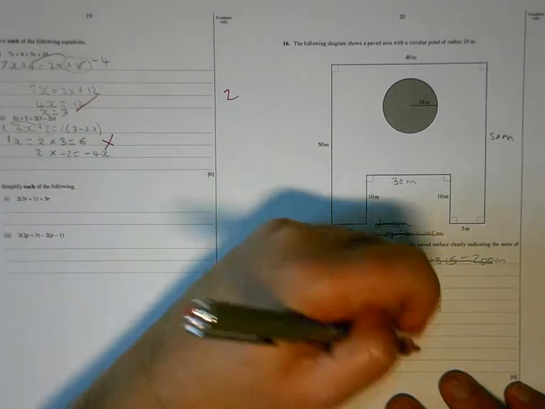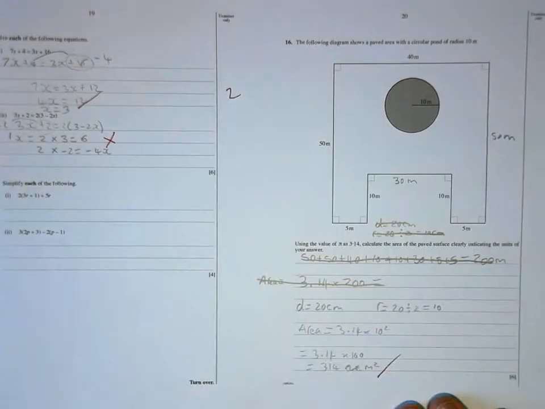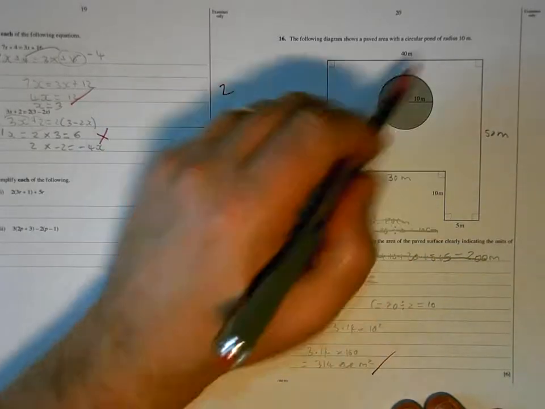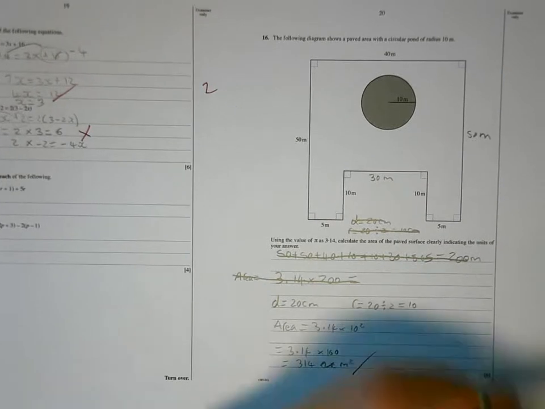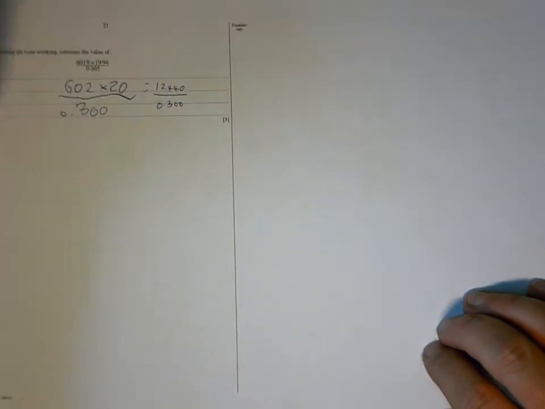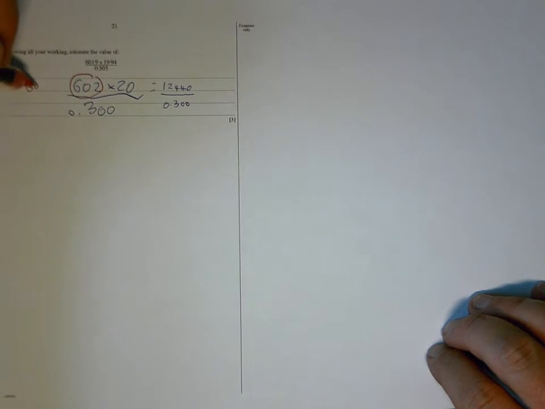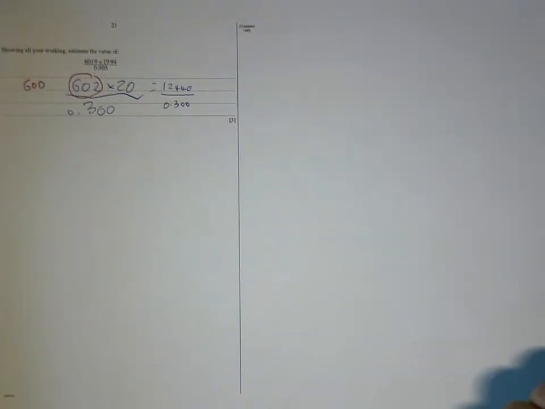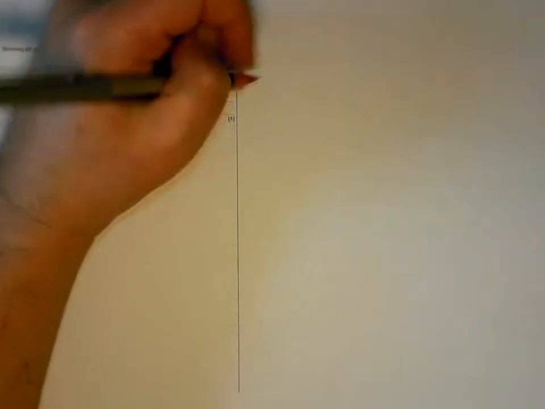So the area of the circle bit is 314. You've then got to work out the area of the rest and take it away. So 2 out of 6 for working that out. You know it was on the board. And with this one, you wouldn't round that to 602, you'd round it to 600. And then that would make life much easier.